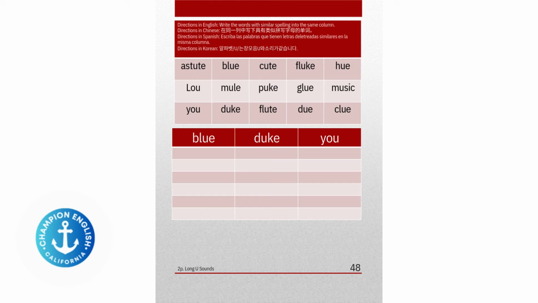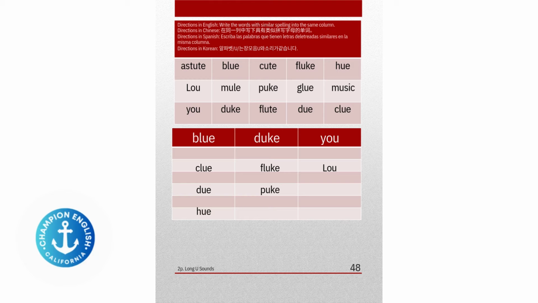30, 29, 28, 27, 26, 25, down to 6, 5, 4, 3, 2, 1, and students, time is up. Why don't we go to the next page to see how you did? Okay, so let's stop right here and I'll see you on the next page.